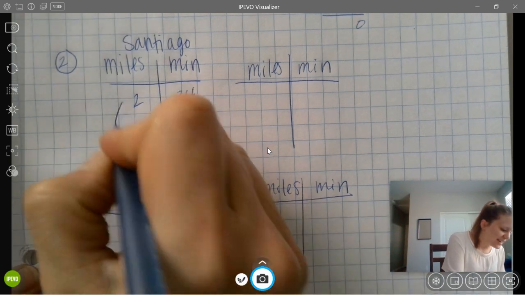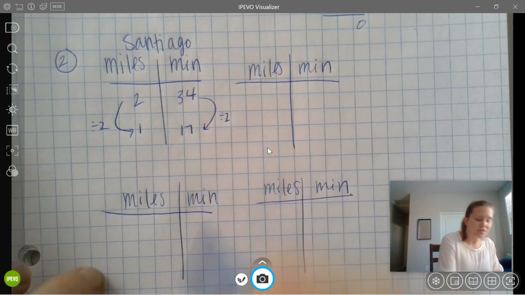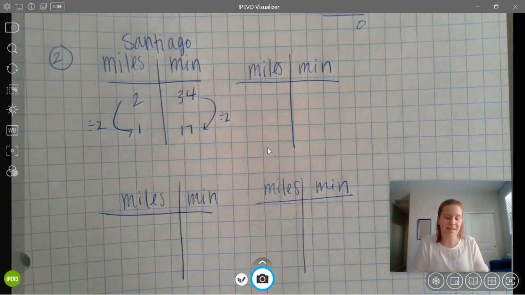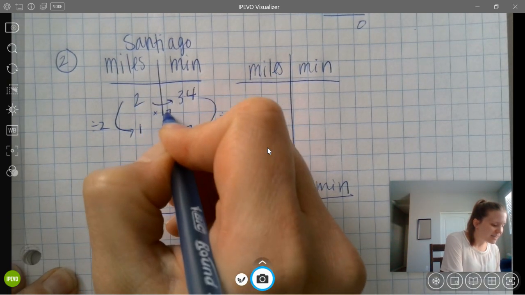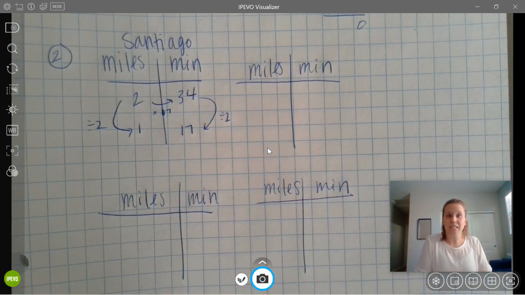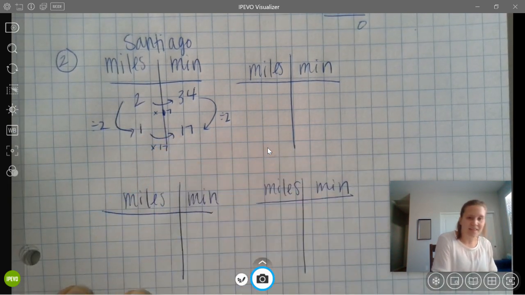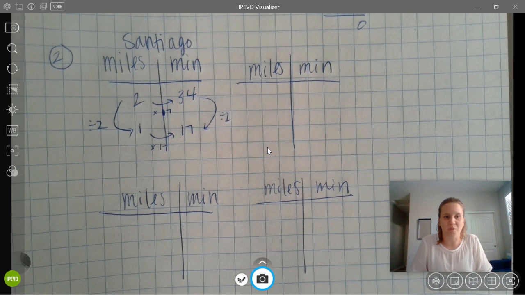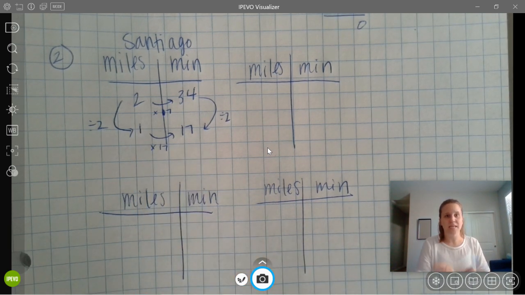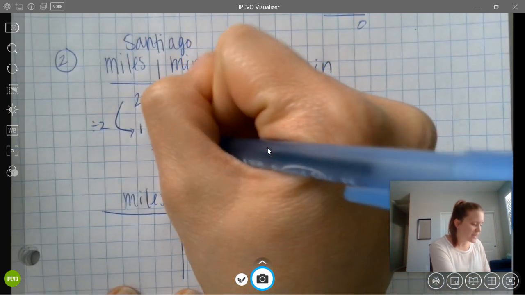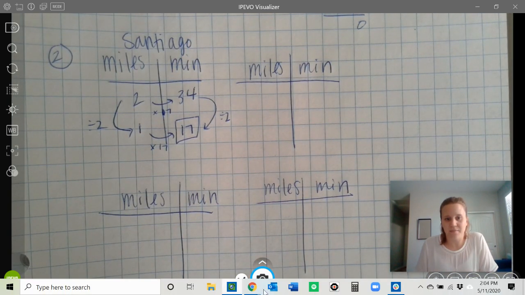Maybe you divided by 2 on each side of your ratio table. Or maybe you knew that 2 times 17 was 34. So that relationship is the same. That constant of proportionality is the same in the whole table if it's proportional. 1 times 17 is 17. Santiago can run 17-minute miles. Let's do the next one.